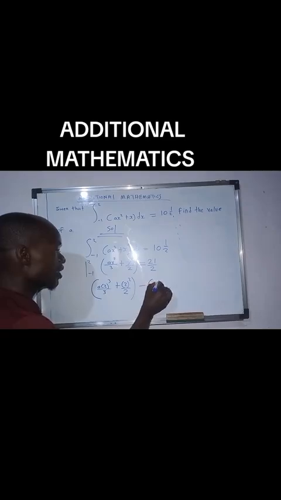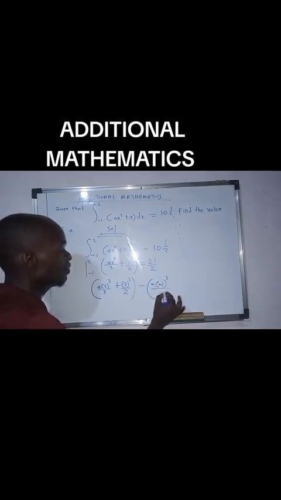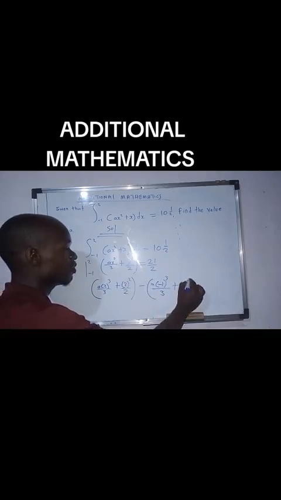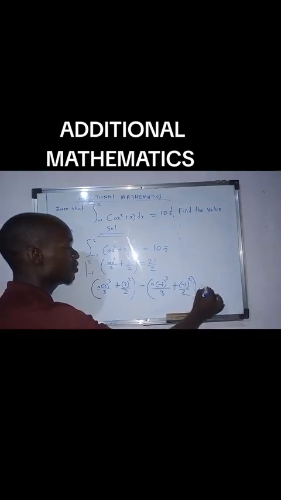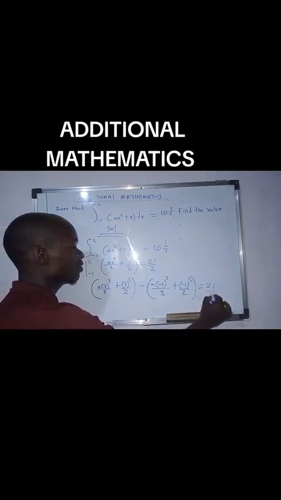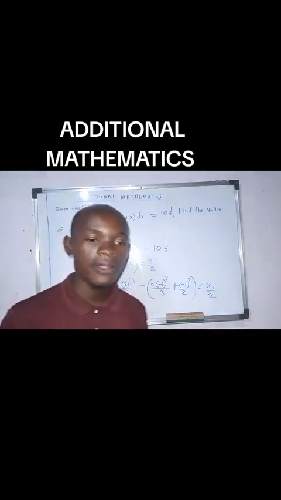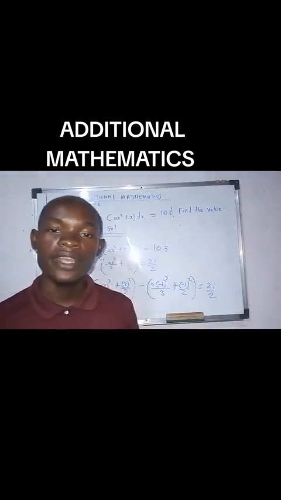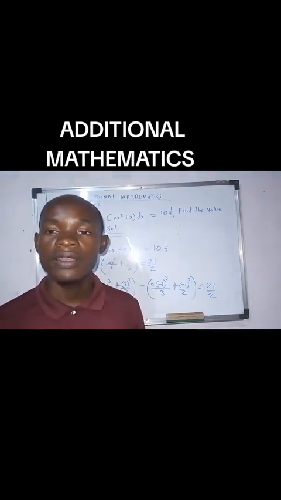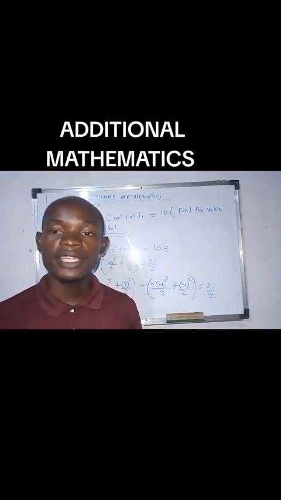So I'll say a, then open the bracket. Where there's x this time, I'm going to put negative 2 to the power 3, over 3, plus, again where there is x, I'll simply put negative 1 to the power 2, over 2. Then this should be equated to 21 over 2. Okay, so we have just substituted the upper limit and the lower limit.